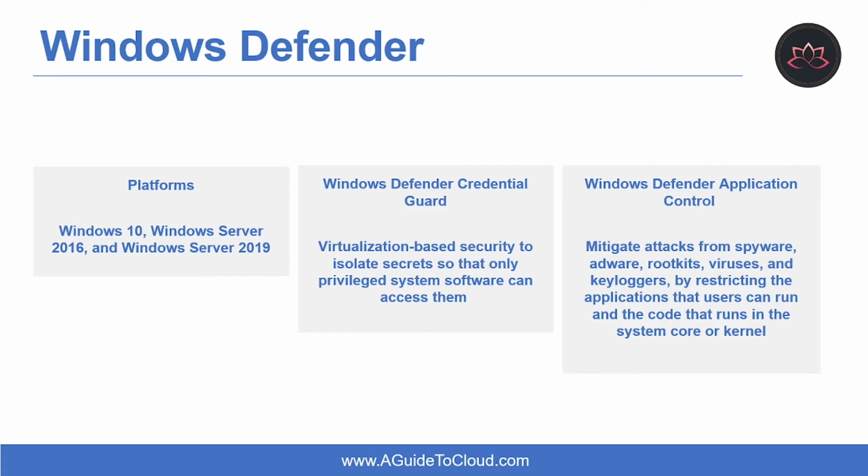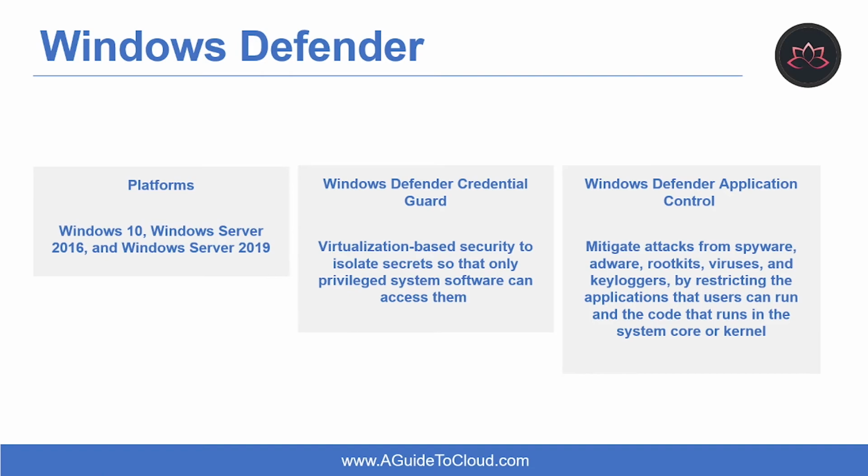Windows Defender Credential Guard uses virtualization based security enhancement to isolate secrets so that only privileged system software can access them. Unauthorized access to these secrets might lead to credential theft attacks such as pass the hash or pass the ticket attacks. Windows Defender Credential Guard helps prevent these attacks by helping protect integrated Windows authentication, which is NTLM password hashes, Kerberos authentication ticket granting tickets, and credentials that applications store on domain credentials.